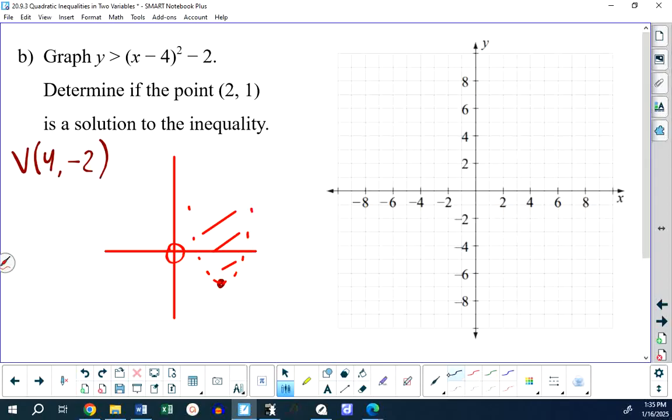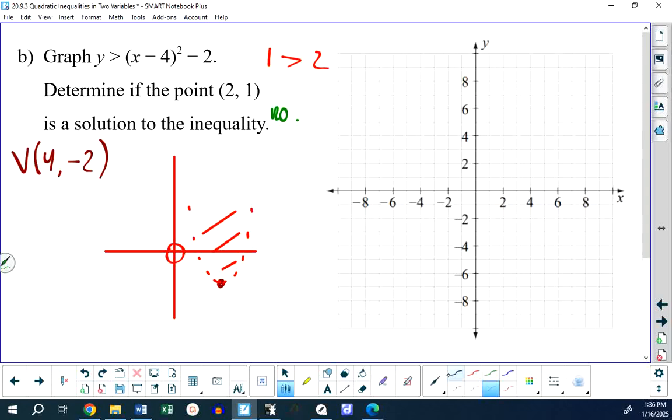And that means I'm going to be left with this brilliant statement, and that's not true. 1 is not greater than 2. So when I put 1 as y and 2 for x into that inequality, I'm left with a false statement. So the answer is no. It is not a solution.